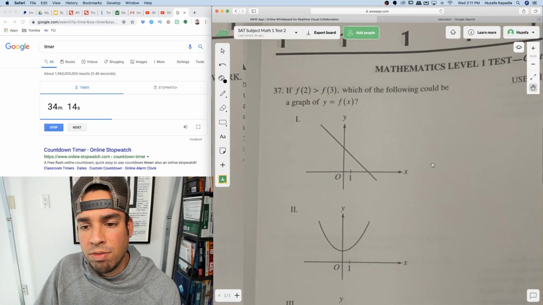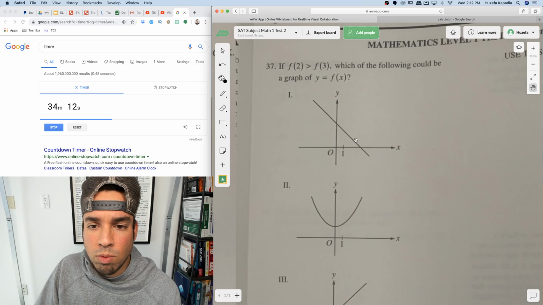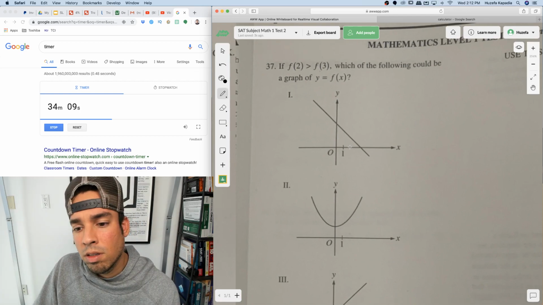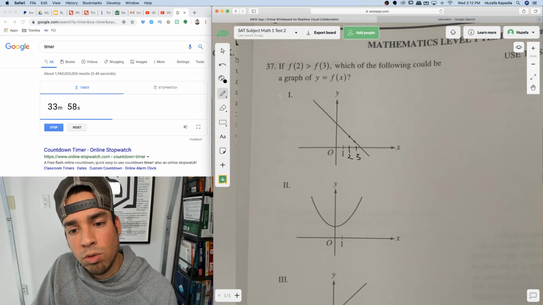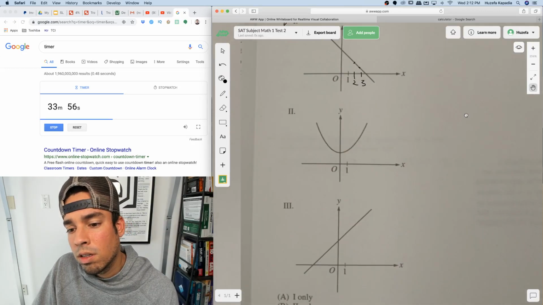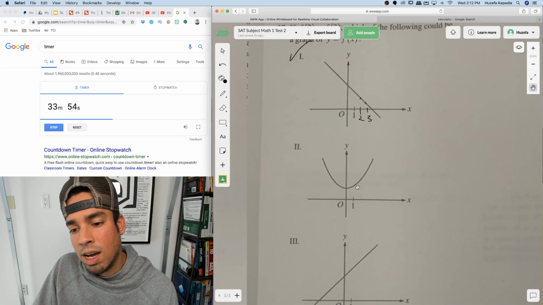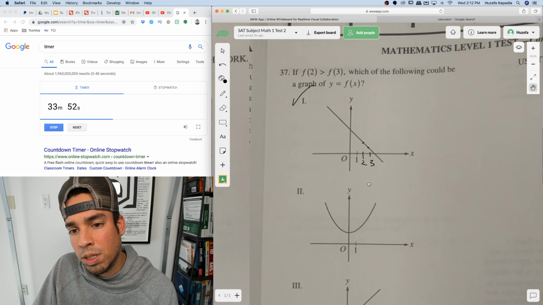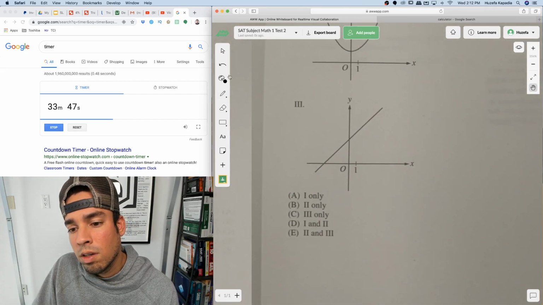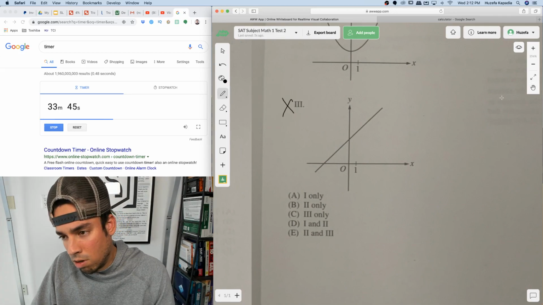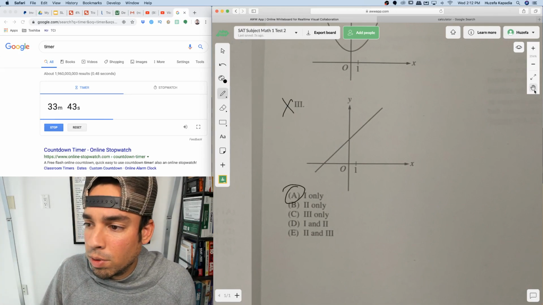If f of 2 is greater than f of 3, which of the following could be a graph of y equals f of x? So here would be 2, here would be 3. So f of 2 is greater than f of 3. It's this one. Oh, it's 1, 2, 3. That one could be. This one could not, because here's f of 2, here's f of 3. F of 3 is bigger. This one could not also. It's a positive slope. It's 1 only. There we go.